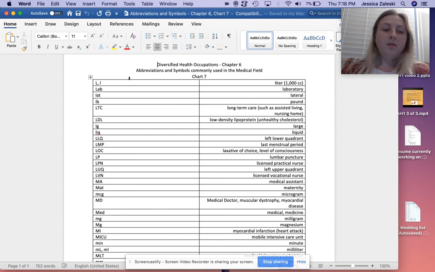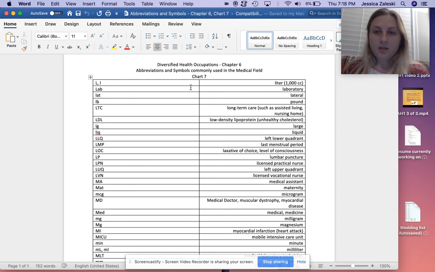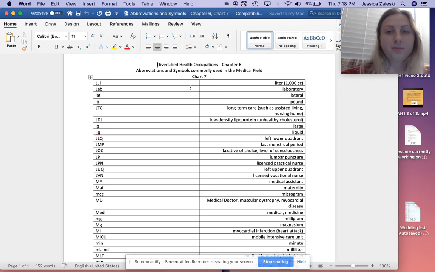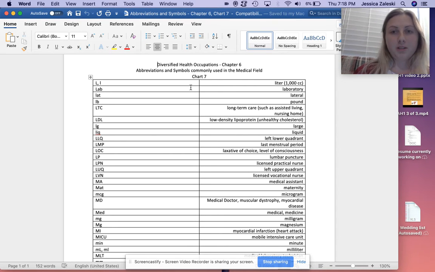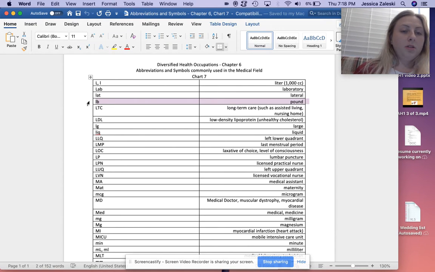Next, we have the lab, L-A-B, with a capital L. This is laboratory. This is generally where we put down some experiments.